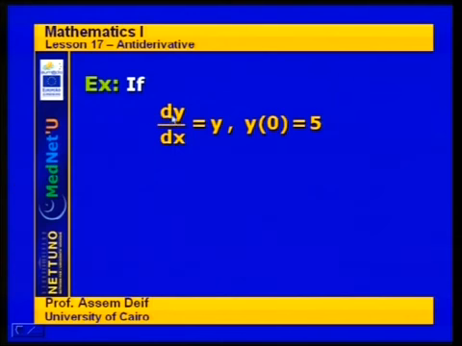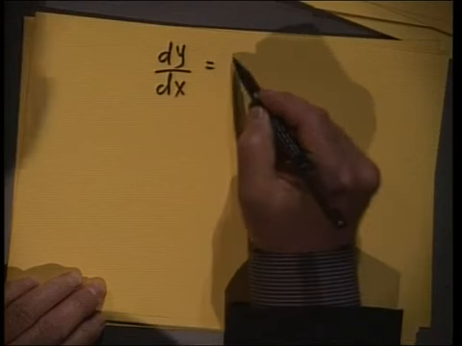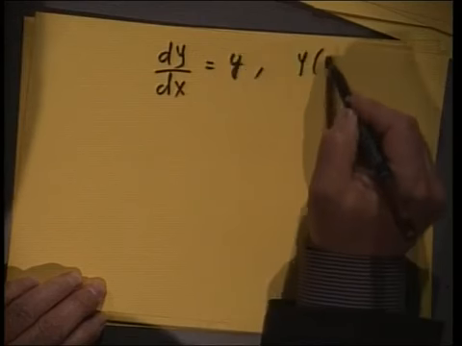Suppose we have an example like this one. They ask you to calculate y in terms of x, in other words, y as a function of x, if dy by dx is equal to y, and this is the initial condition: when x equals 0, y is equal to 5. In fact, this looks very much like a differential equation, in the sense that you have dy by dx is equal to y, and y of 0 is equal to 5.